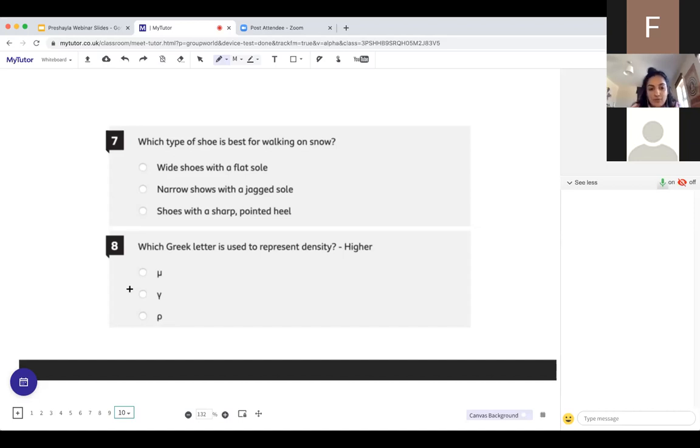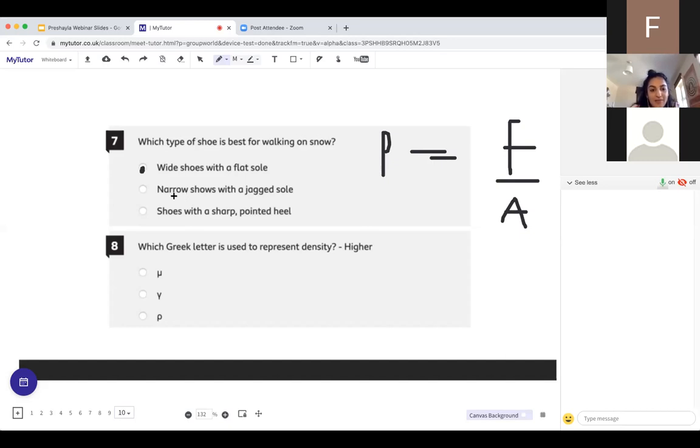Okay, so the type of shoe that is best for walking on snow is obviously not a sharp pointed heel. It's wide shoes with a flat sole. So if we have wide shoes, we have a big area. If we have a big area, we have a small pressure. If we have a small pressure, you're less likely to sink into the snow, right? If you have a high pressure, you're going to sink far into the snow. If you have a low pressure, that's better for snow.